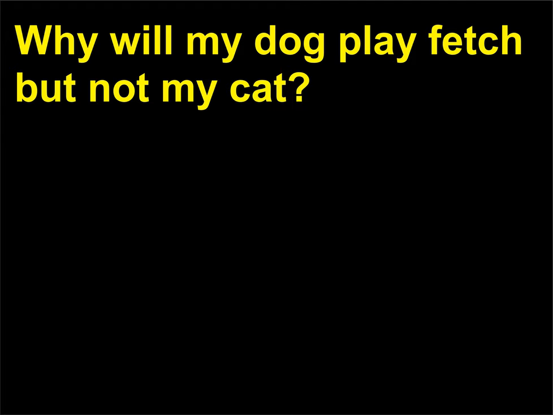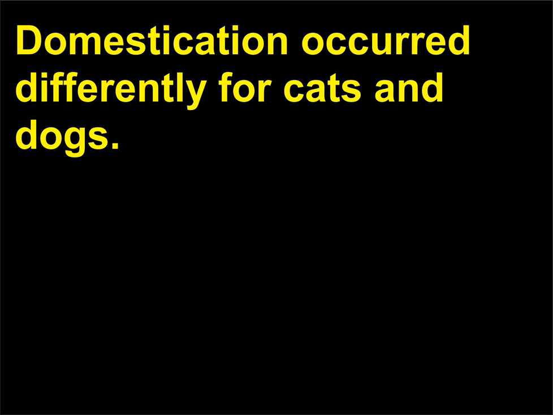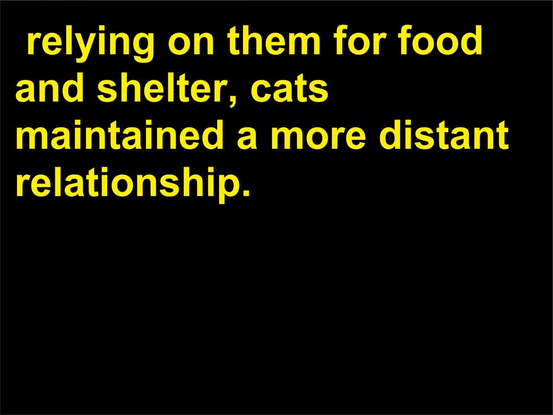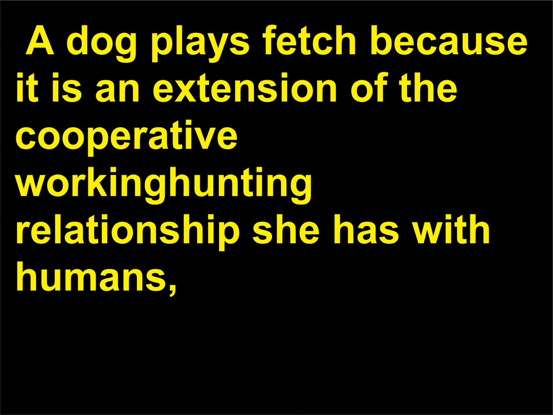Why will my dog play fetch but not my cat? Domestication occurred differently for cats and dogs. While dogs came to work closely with humans, relying on them for food and shelter, cats maintained a more distant relationship. A dog plays fetch because it is an extension of the cooperative working hunting relationship she has with humans, while the cat has no such relationship.